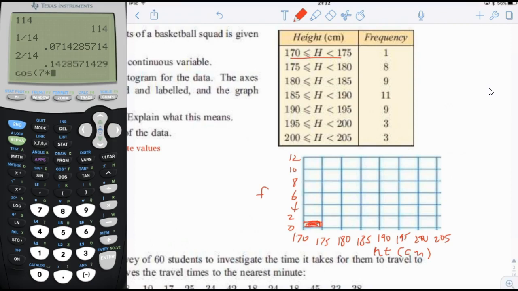So that would be the rectangle of height 1. The next one has a rectangle of height 8. And you see how I'm extending the rectangles to touch each other. And each one of the borders for the rectangles is a marked value. And the next one is going to be 9. And the next one's going to be 11. Next one's going to be 9. And then 3. And then 3. And so now I can just complete this picture here. It's going to look like that. Okay? Alright, so that was B.